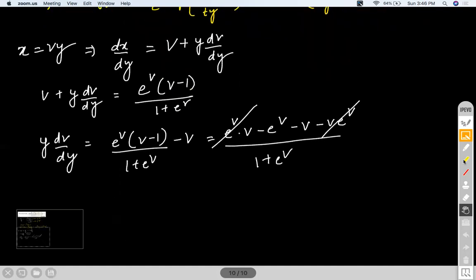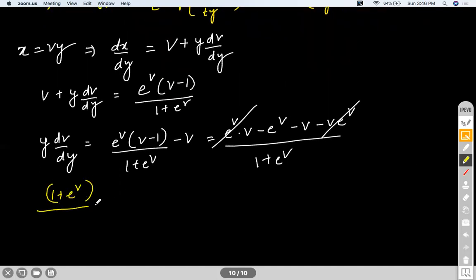Okay. Now I think we can make use of the variable separable: (1 + e^v)/(v + e^v) dv is equal to minus dy by y. Is that fine? Hope I have not missed out any term anywhere, right? In case I have missed out any term, please point it out in the comment section of this video. Fine. So once we have made this, we are now free to integrate both the sides.